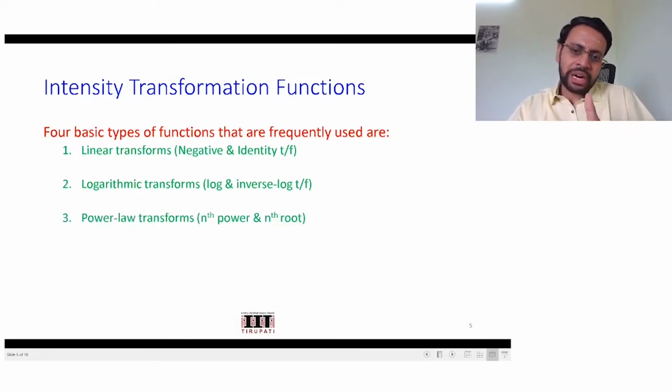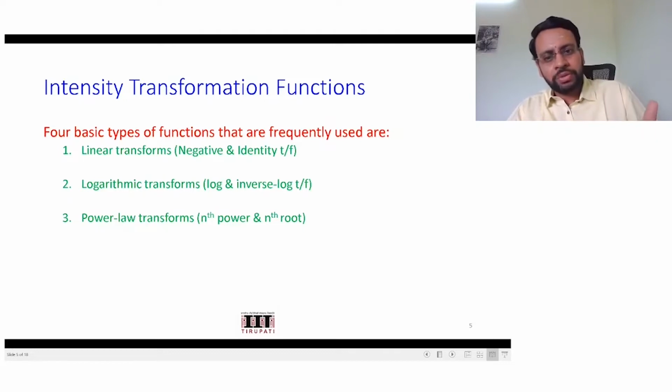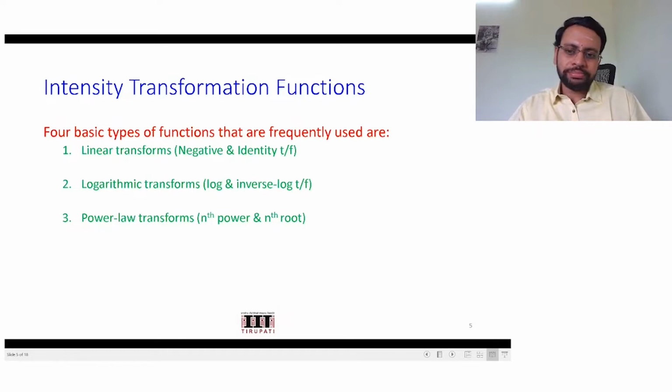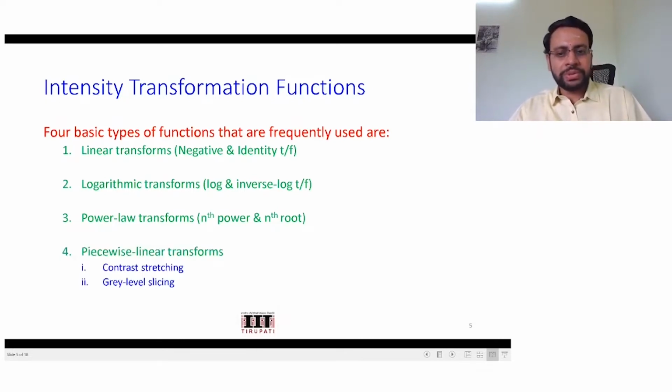Other one is power law transforms, where you might be taking nth power or nth root power. Both of them are grouped together under power law transform. And the last one being piecewise linear transform.